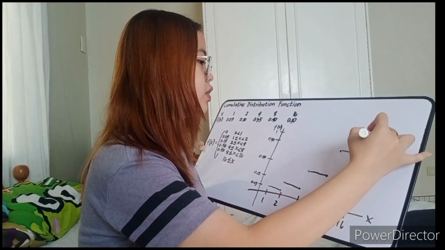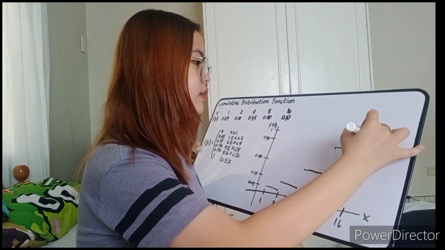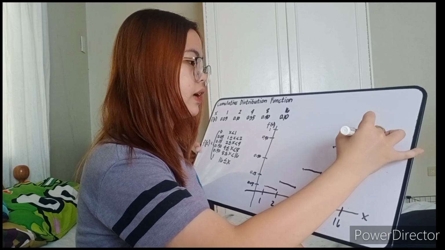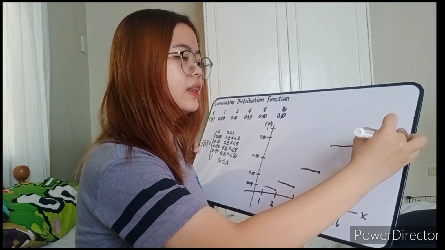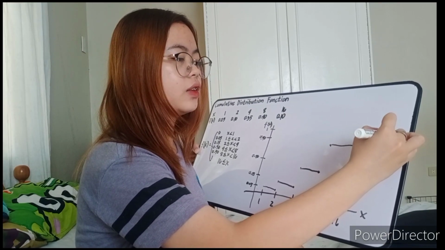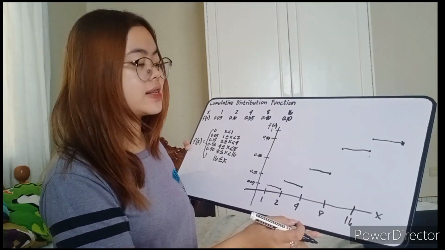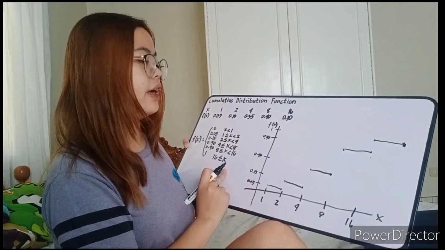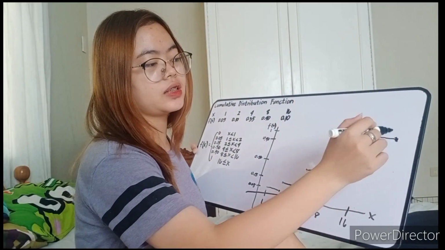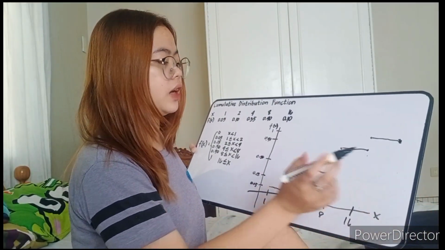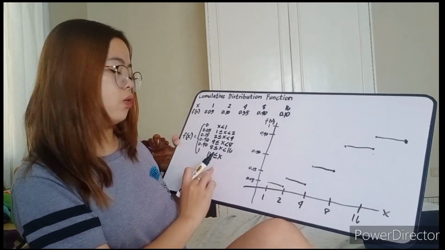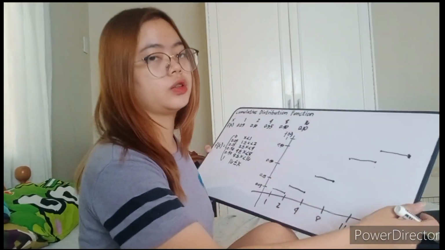So, mag-start tayo sa 16 and so on. Lagyan nating arrow kasi less than or equal to X lang. Hindi niya sinabing less than X. So, lagyan natin arrow kasi pwede pang magka-value siya. And pasok pa din siya sa nakuha natin cumulative distribution function.